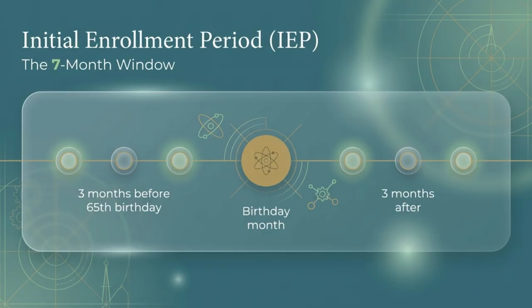The IEP is the initial enrollment period. This is the first time a person becomes eligible for Medicare, and for most people, that happens when they turn 65. The IEP is a 7-month window. It starts 3 months before the month they turn 65, includes their birthday month, and continues for 3 months after. So if a client's birthday is in July, their IEP runs from April through October. During this window, they can sign up for Part A, Part B, and choose a Medicare Advantage plan or a standalone Part D drug plan.